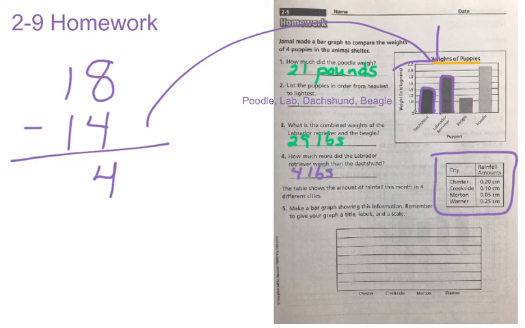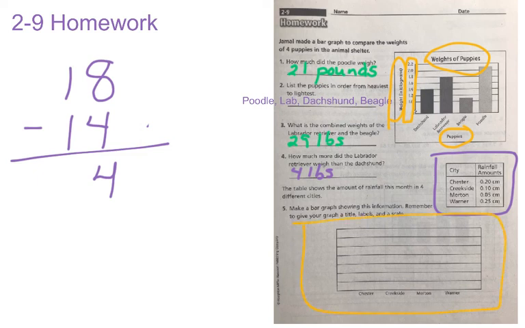So you need to title it, just like if you look at the top, here it's called Weights of Puppies. We have a title. And then you need to give labels and a scale. And labels, right? We have puppies and we have weight here. And your scale is going to be what increments your bar graph is going up by, and that's going to be centimeters, and it's going to indicate the amount of rainfall in each city. You are going to be creating your bar graph down here and using this information to create your bar graph.